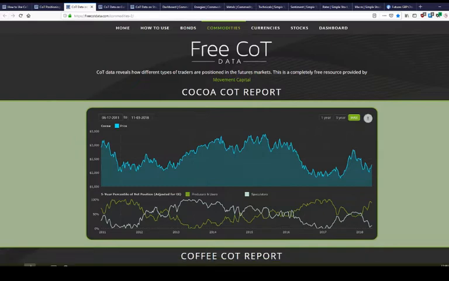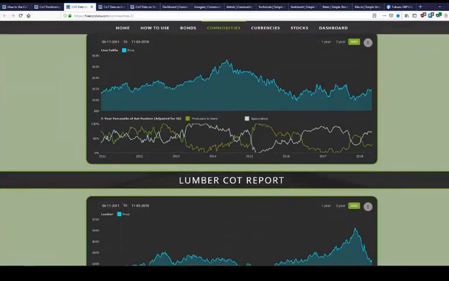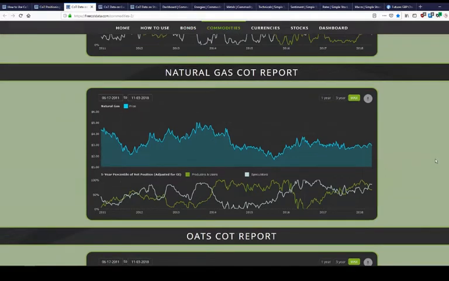Let's take a look at nat gas because that sort of stuck out. All right, so here we are. The white line is the spec positioning in nat gas. And you can see how we're definitely high right now. The last times that was the case were in October 2016 and Jan 2017, and both times were not good times to put on fresh long exposure.